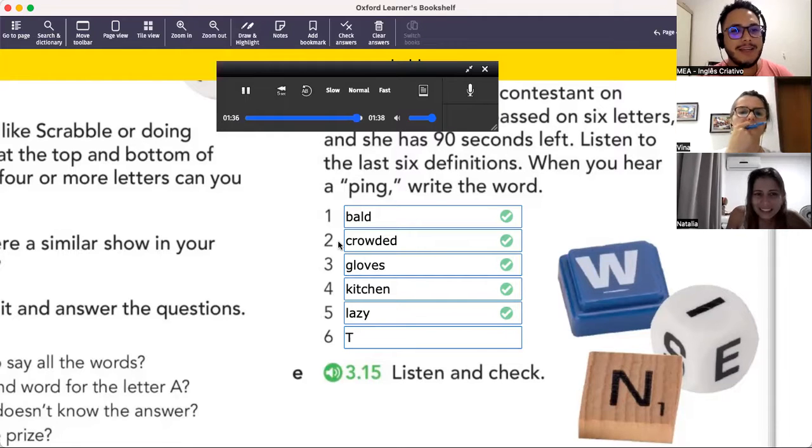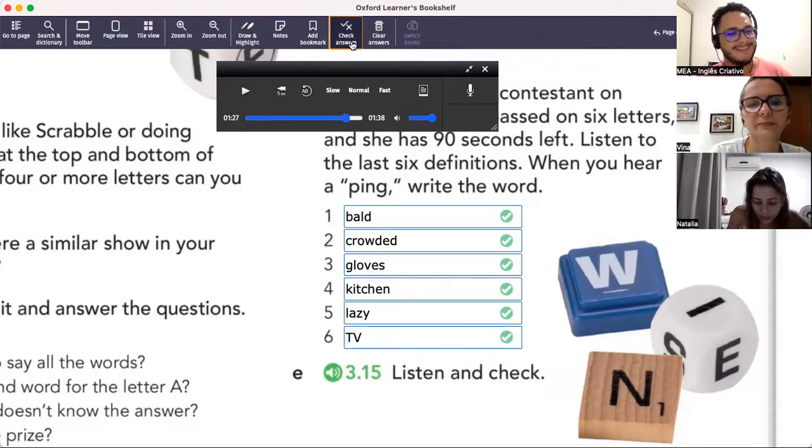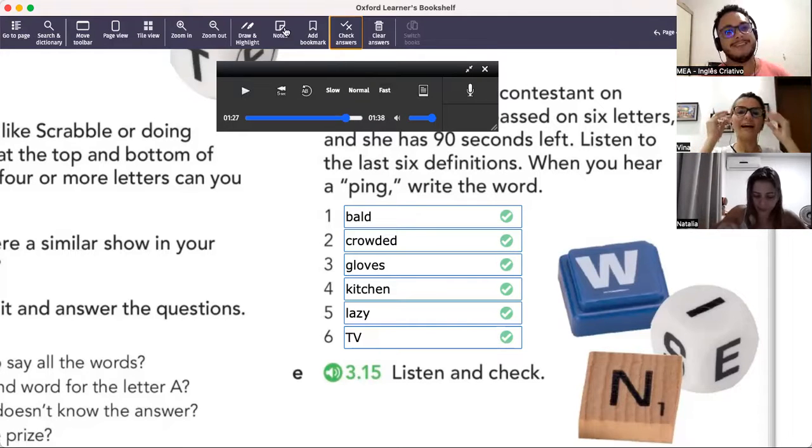Did you get the last one? Teatro. Não, é um adjetivo. No, it's not an adjective. It begins with T. It's a thing. It's a screen that you can watch shows and movies on. Television. Perfect, TV. Very good. Do you understand the game now?